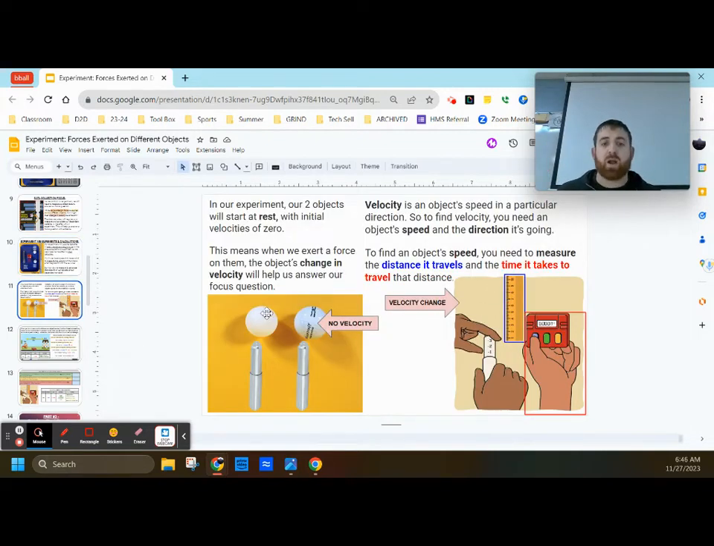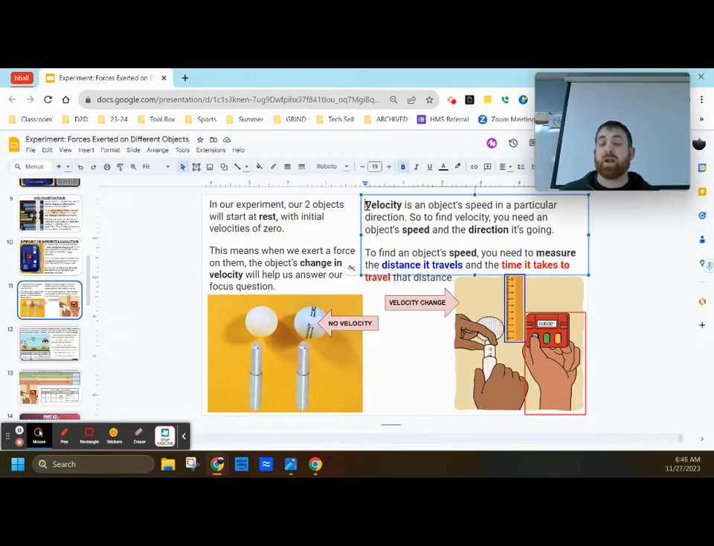So in our experiment, our two objects will be at rest, meaning their velocity is going to be zero. This means that when we exert a force on them, they'll have that change in velocity that we need to help answer that focus question. Now, you might remember this, you might not, but velocity is an object's speed in a particular direction. So to find velocity of our ping pong ball or to find the velocity of our golf ball, you're going to need to find their speed and the direction they're going. That's going to be tough, and that's where our measurements come in.